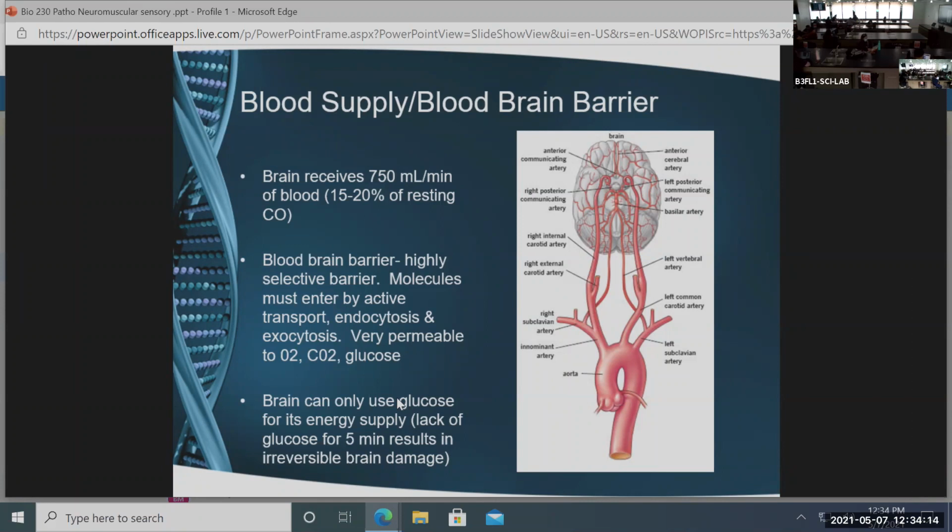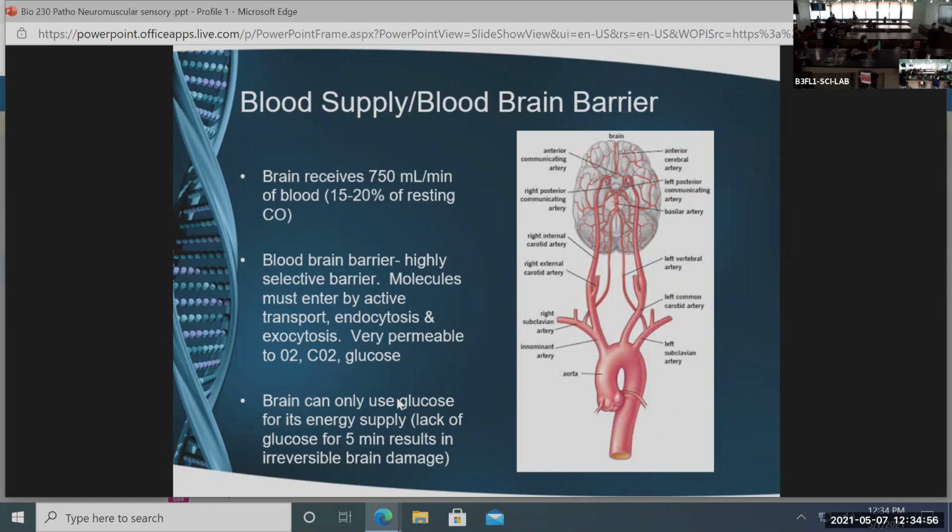Now, we do have the blood-brain barrier. I mentioned that one. It is a highly selective barrier. Molecules, in order to cross the blood-brain barrier, must enter by active transport, by endocytosis, by exocytosis. This blood-brain barrier is very permeable to oxygen, carbon dioxide, and glucose. Remember I said glucose, only glucose we need for the neuron.